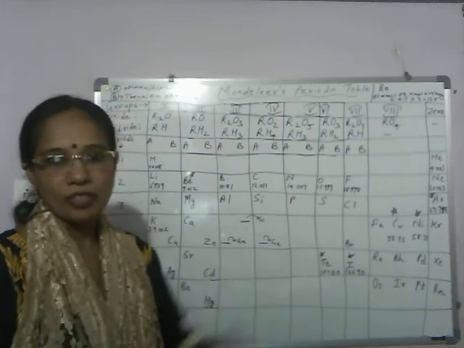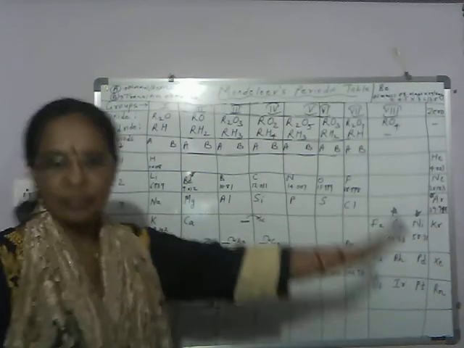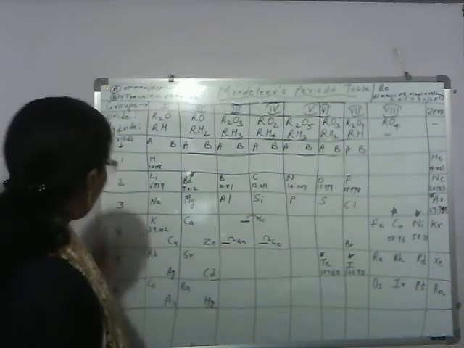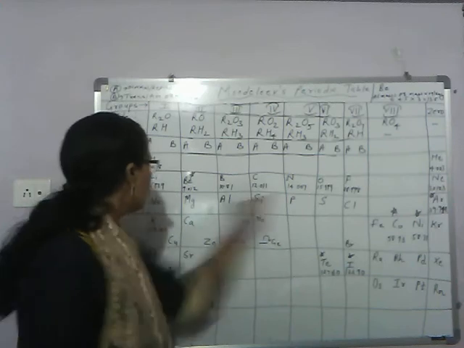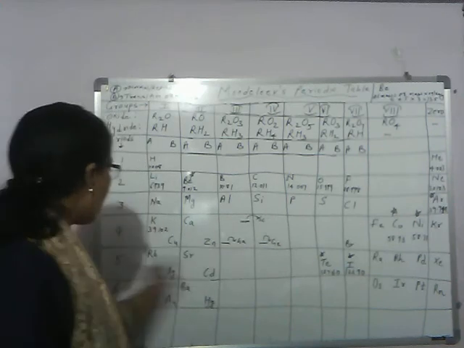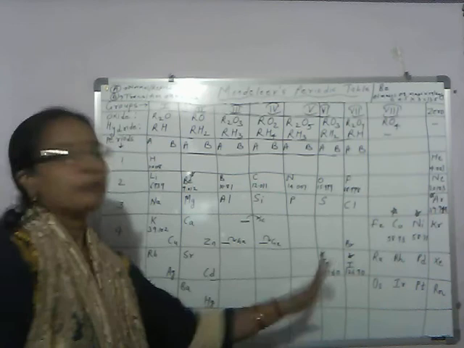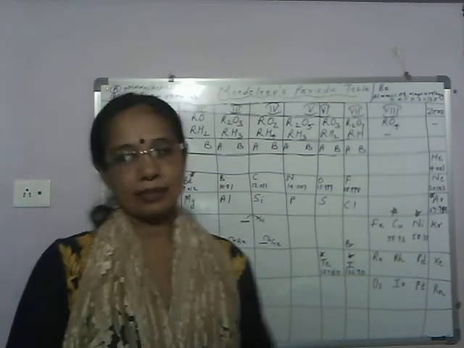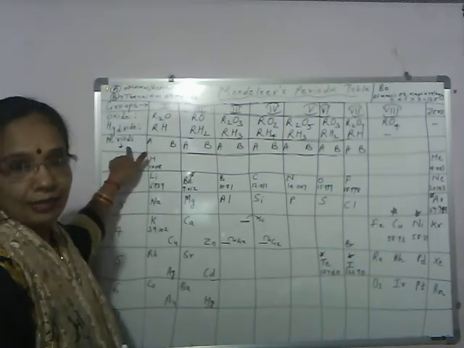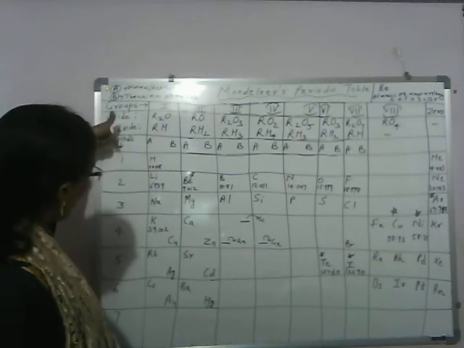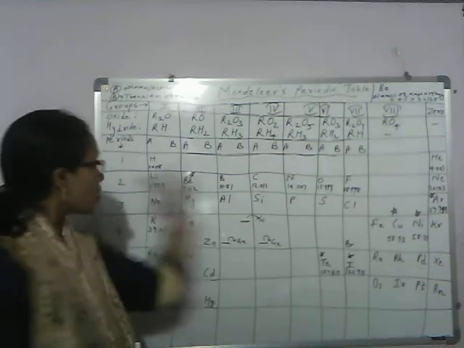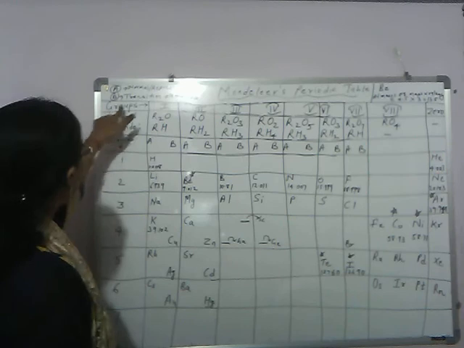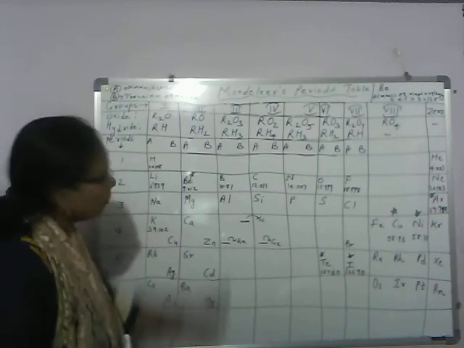Next, horizontal rows in periodic table. In Mendeleev's periodic table, horizontal rows means left to right. How many horizontal rows are there in Mendeleev's periodic table? 7. 1, 2, 3, 4, 5, 6, 7. And horizontal rows in periodic table are called periods. What is it called? Periods. I have shown a downward arrow for these periods, but periods are horizontal rows. Periods are horizontal rows in periodic table, and groups are vertical columns in periodic table.